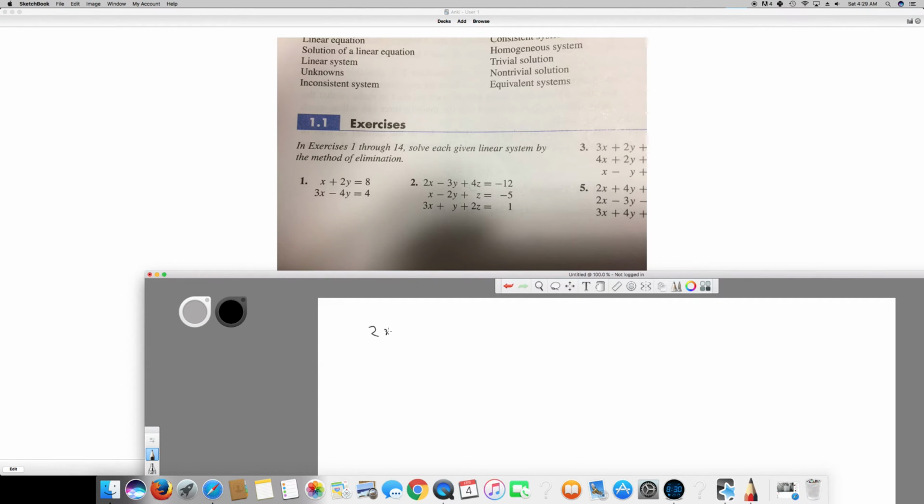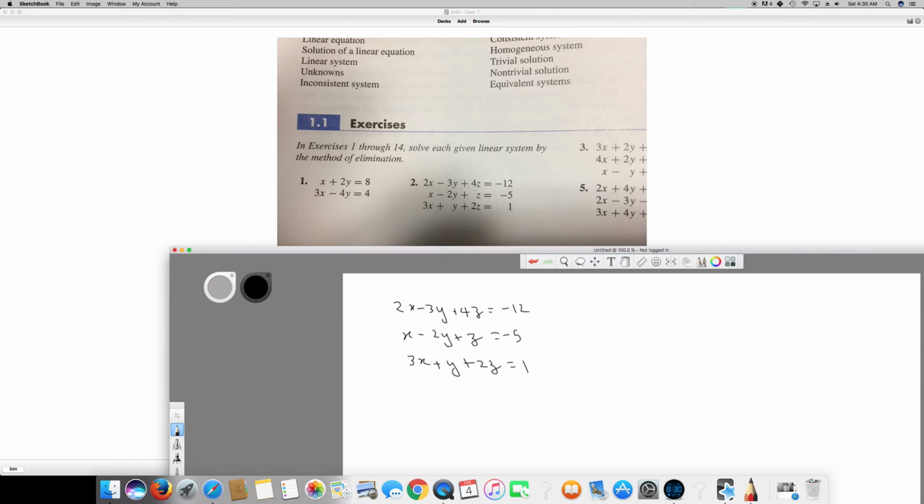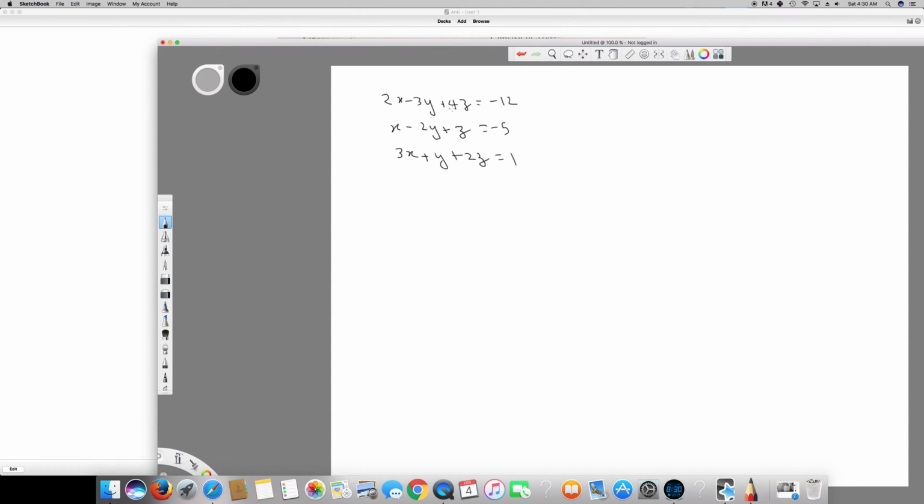So 2x minus 3y plus 4z is equal to minus 12 and x minus 2y plus z is equal to minus 5 and 3x plus y plus 2z is equal to 1. First, make sure our question is copied right. Okay, so we have the right question right here.